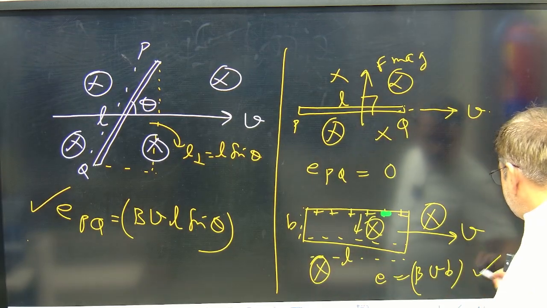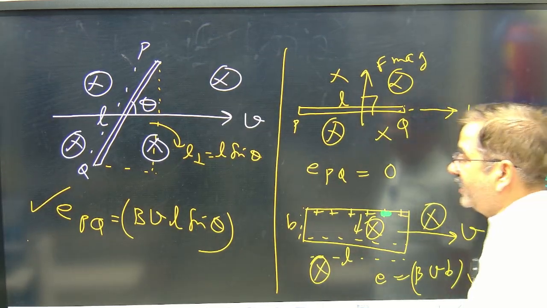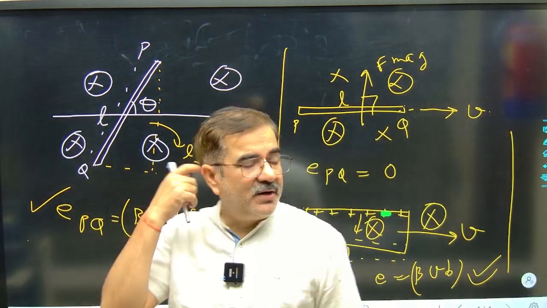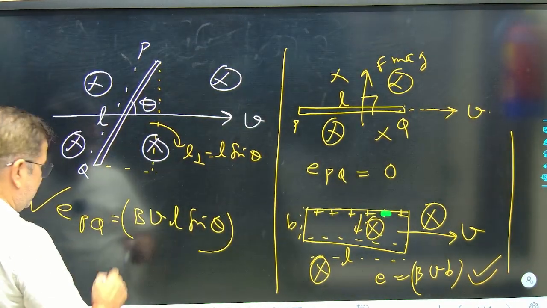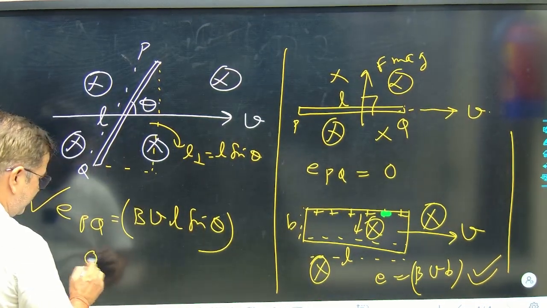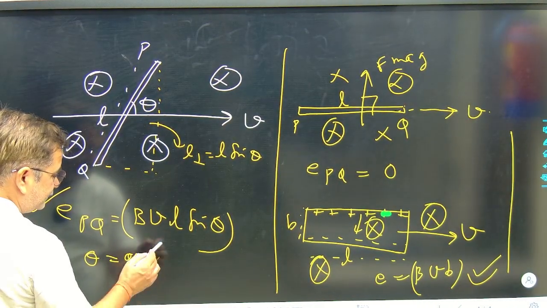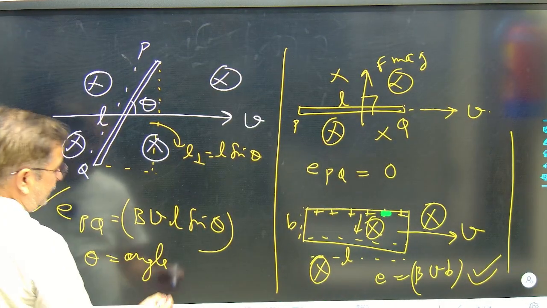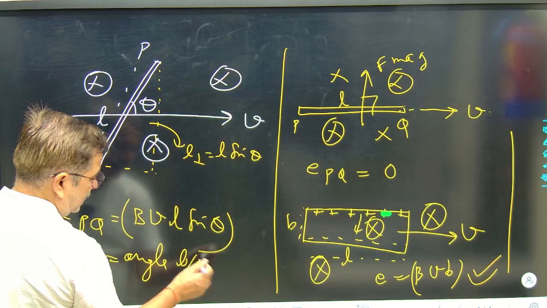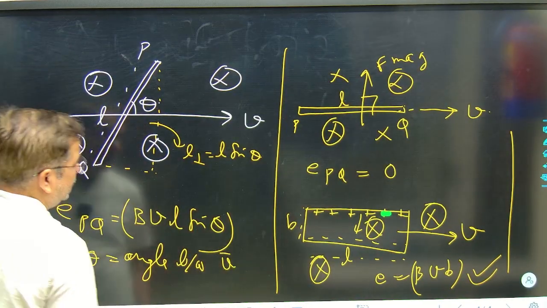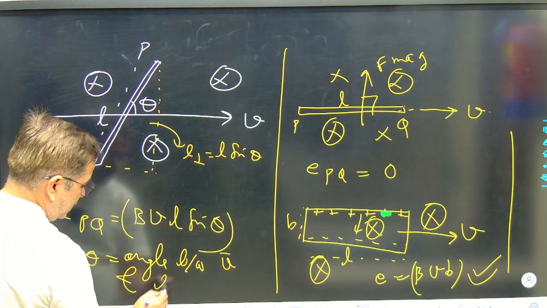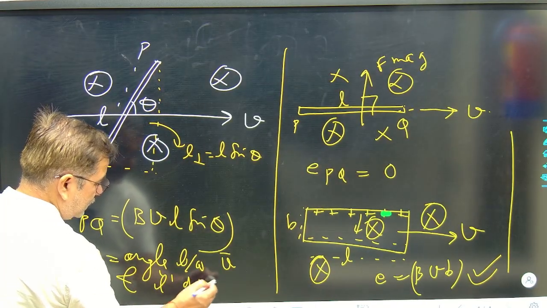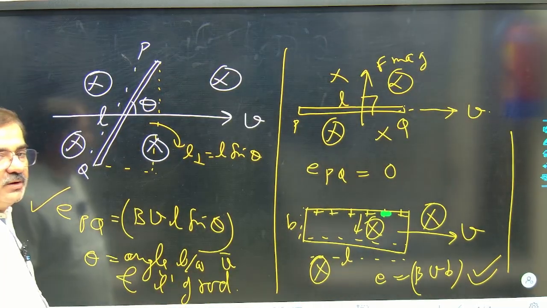Correct. So this thing we have to keep in mind, how to get the EMF developed for any rod, and the theta angle if it is related. It is this. And this theta is what? Theta is the angle between the velocity vector and this length of rod. This thing we can do.